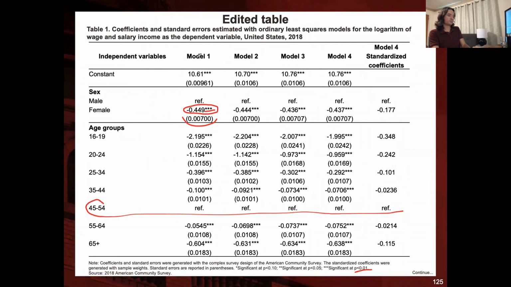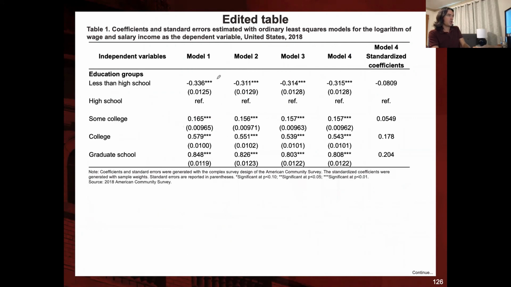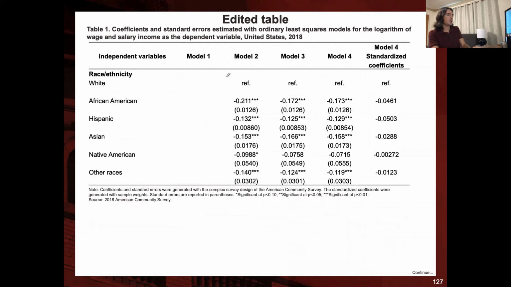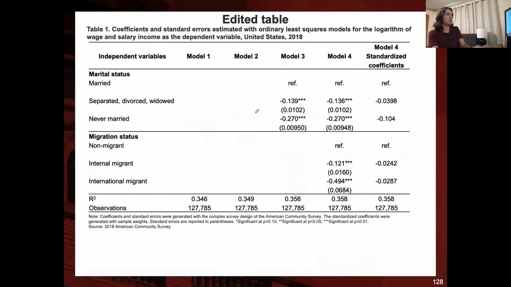I show the models, and I ran different models. This model here is controlling for age, sex, and education, all of them. And then the second model controls for race and ethnicity, the third as well, and the fourth as well. The third adds marital status, and the fourth adds marital status and migration status. And here I show the standardized coefficients only for model 4. The way that I show this depends on each project that I have. And you see that I broke it down.